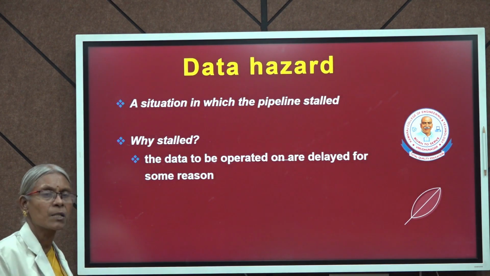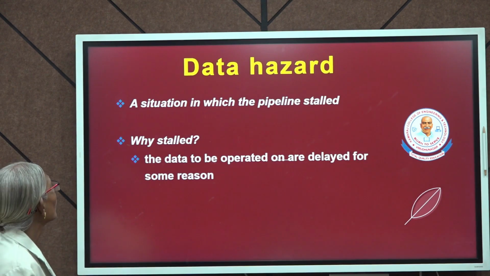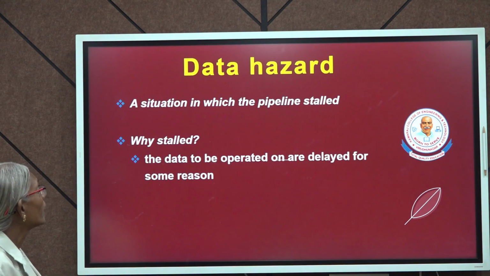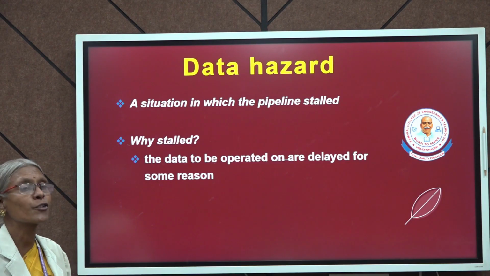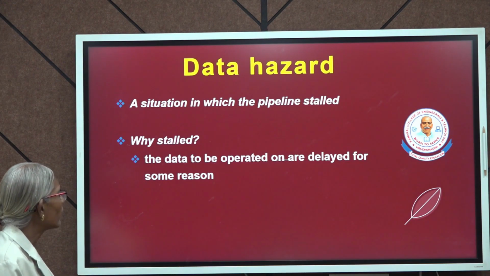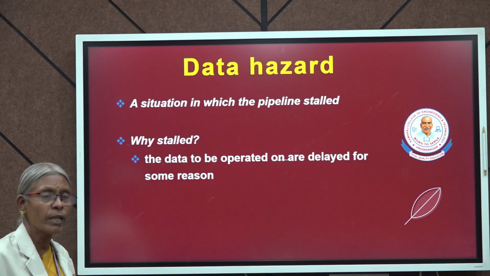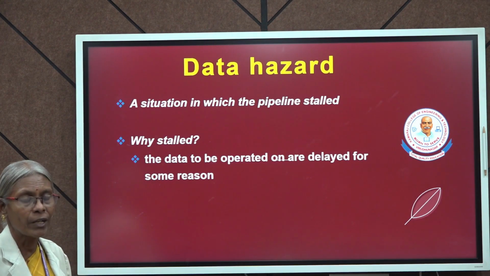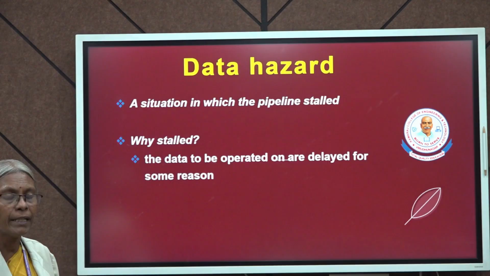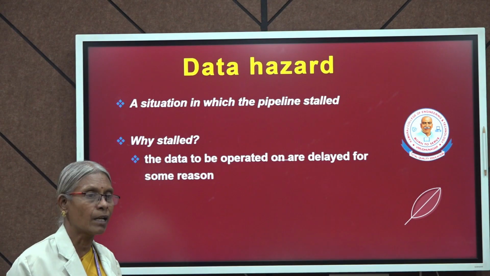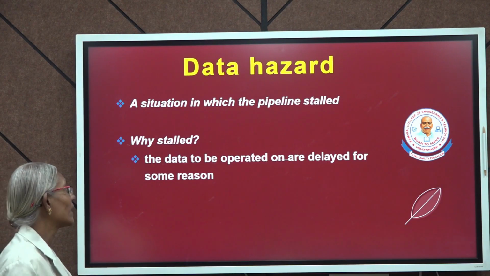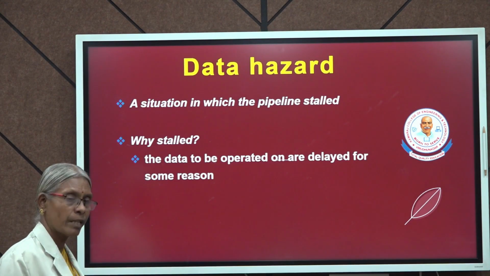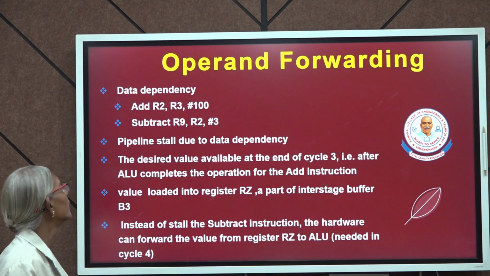Now in hazards, we have one particular hazard called data hazard. It is a situation in which the pipeline is stalled. Why is it stalled? The data which is to be computed is not available, or there is some delay in getting the data. Due to this we have a hazard which is called data hazard. Of course, we have to find out the solution.